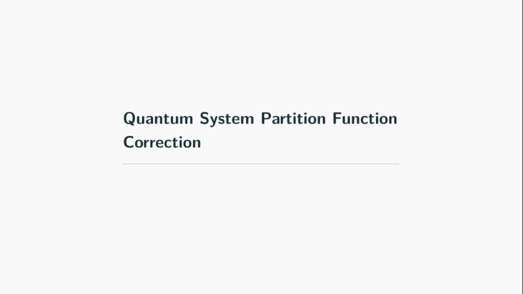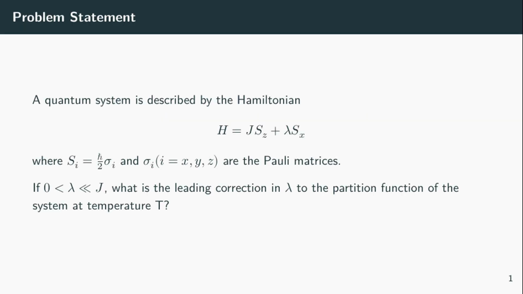Okay, let's talk about finding the leading correction to the partition function for a quantum system described by a particular Hamiltonian. So here's the problem we're tackling. We have a quantum system and its behavior is governed by this Hamiltonian, which is given by H equals J times Sz plus lambda times Sx.